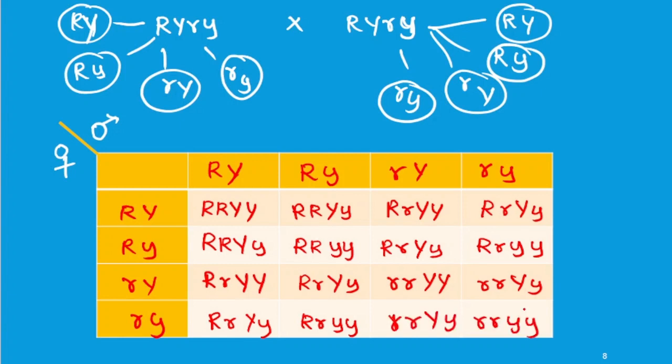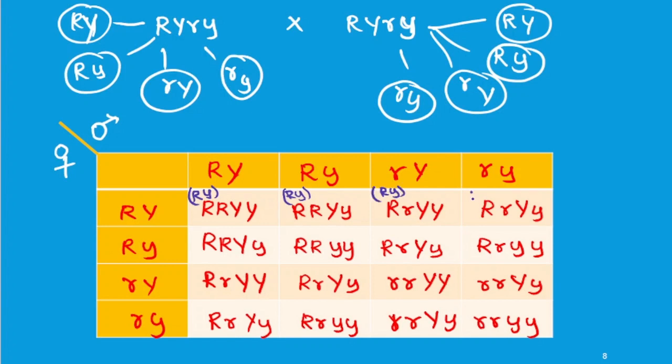Now, let us look at the phenotypic ratio, meaning the general appearance. How would you choose the general appearance here? You see, this is round yellow. I am writing the general appearance in the blue pen. So the first case is round yellow, round yellow, round yellow, round yellow, round yellow.